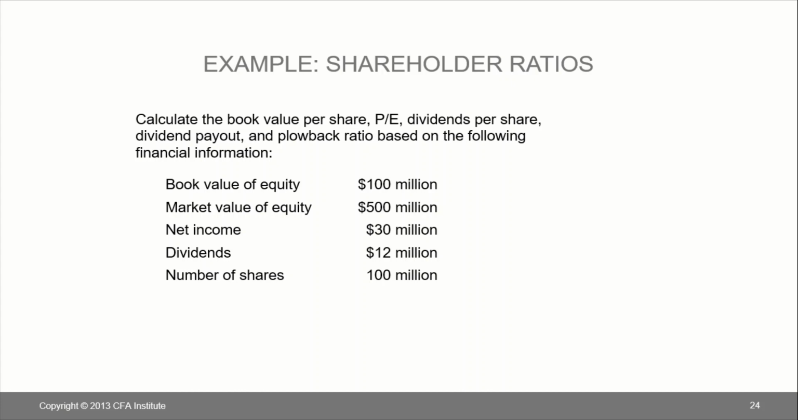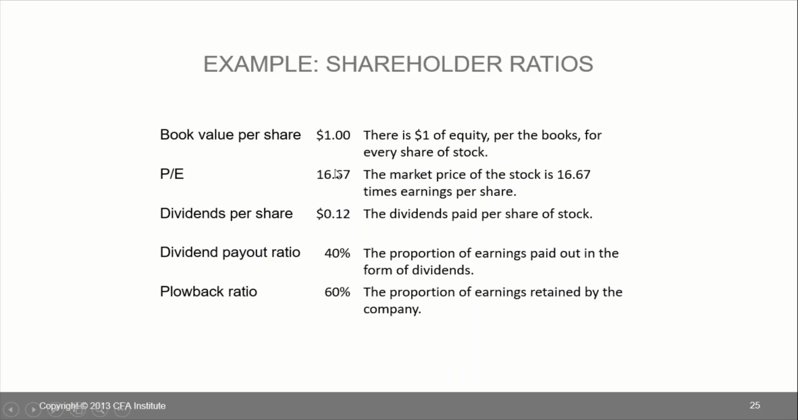Just to make sense of all of these ratios, maybe let's look at this problem. It asks us to compute the book value per share, and then the price to earnings, then the dividends per share, dividend payout, and plowback ratio. Maybe without computing this, let's look at the answer. Okay, so the book value per share is $1.